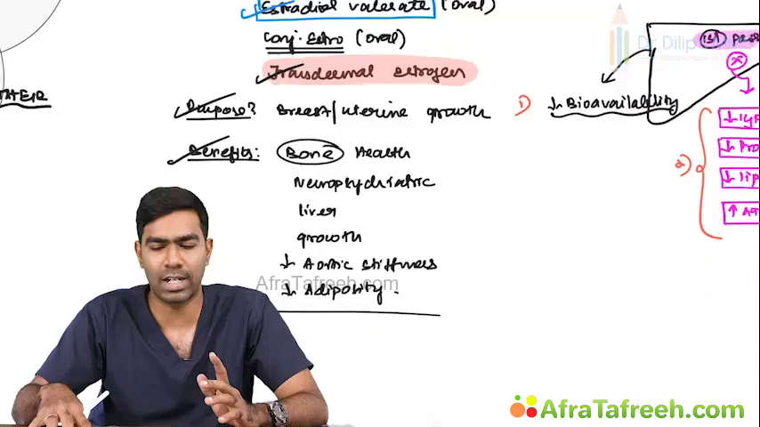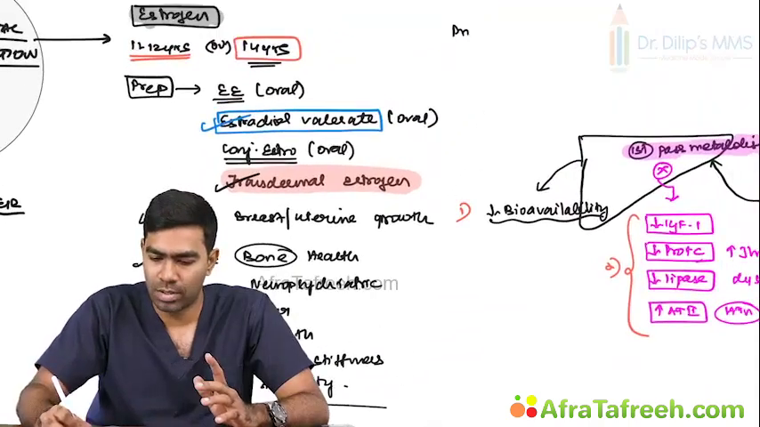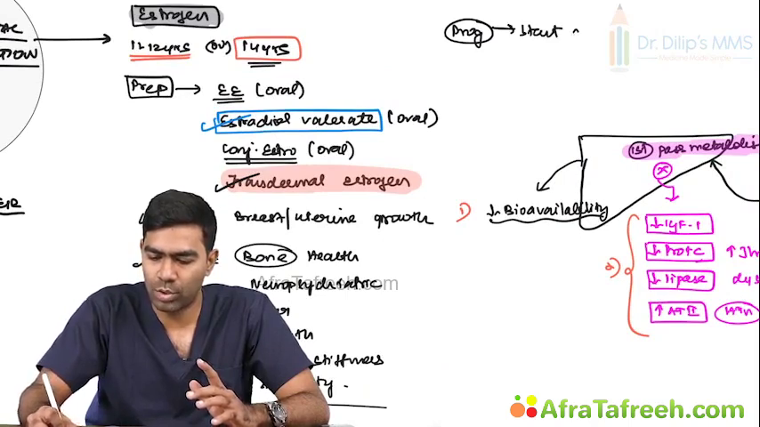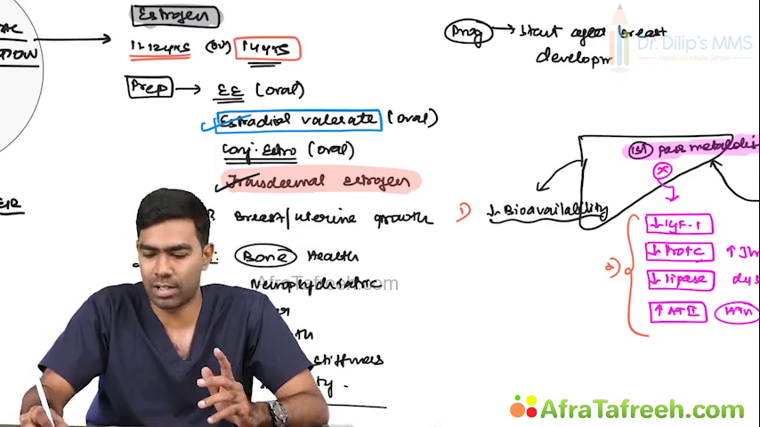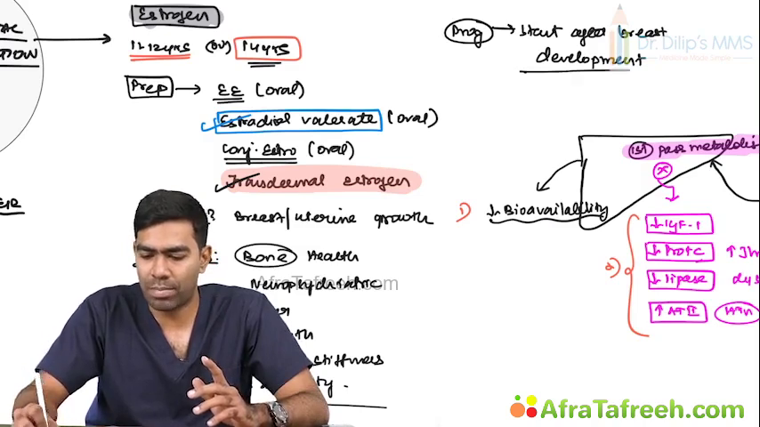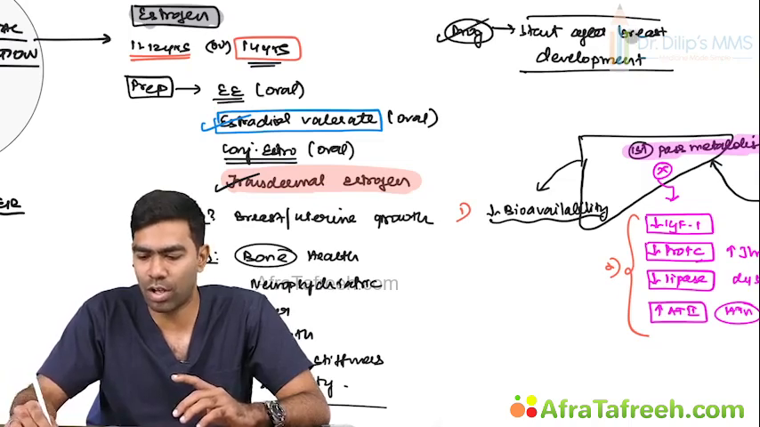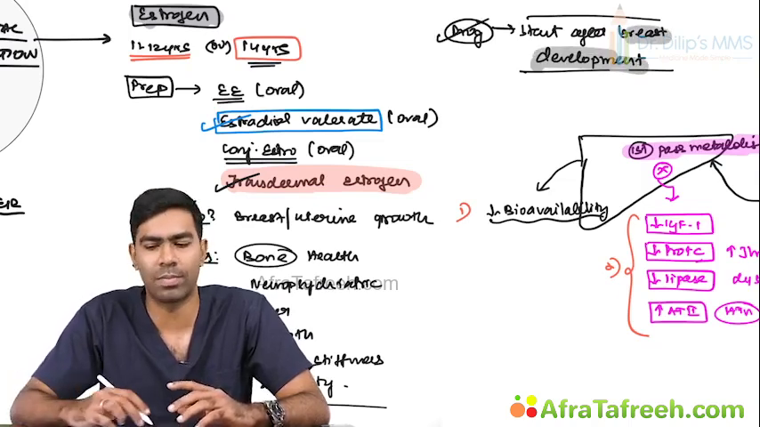Remember, progesterones are not generally started initially. Progesterones you can start usually after 2 years of breast development. So once the breast development happens, which is usually going to happen by 2 years after starting estrogens, after 2 years you can start progesterone, or you can start after adequate breast development, because progesterone is going to adversely affect the breast development. That is very important. Clear?